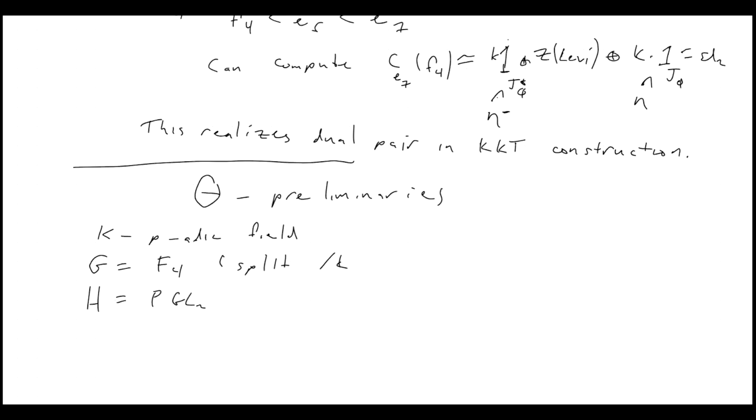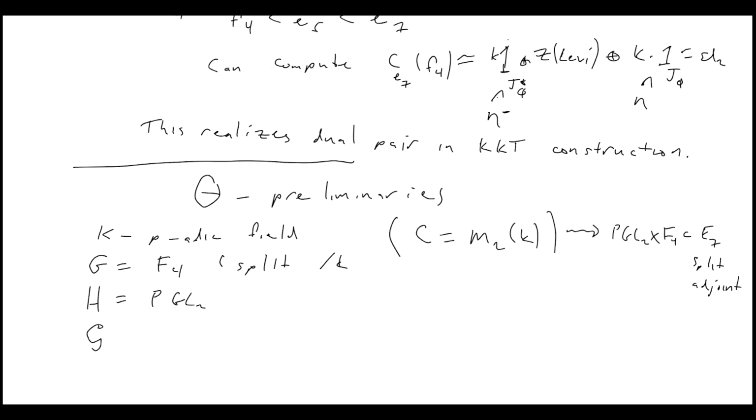Okay, so throughout, we had this composition algebra C running around. For today's discussion, we're just going to take this to be the split quaternion algebra. And so in this case, the dual pair is PGL2 cross F4, sitting inside of a split E7. And I'll use a script G for this E7.